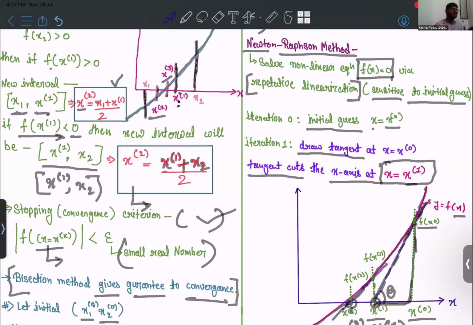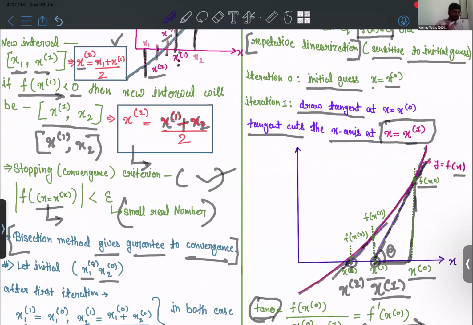By linearizing, I mean, suppose I have made a guess x at the 0th iteration. Then I assume that the function is linear at that point. Linear means we draw the tangent. Wherever the tangent cuts the x-axis, that will be the root at the next iteration. Similarly, in repetitive fashion, we move and find the next iteration.